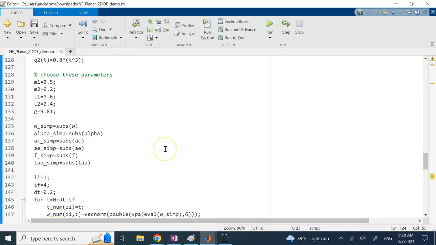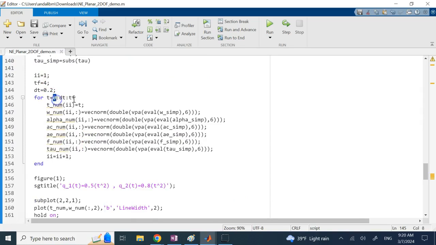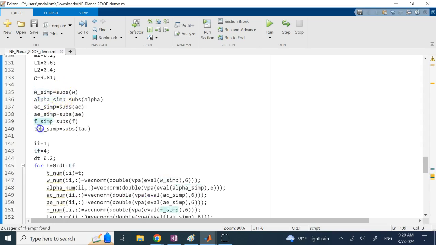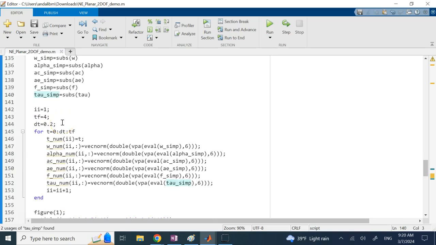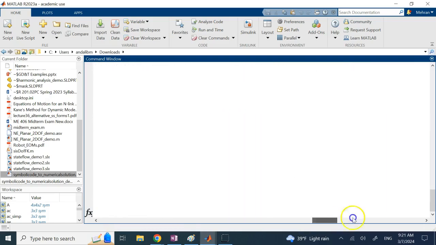And now I start plugging time values here. So I go from time of 0 to time of final, which in this case is 4 seconds. You can change it with some increment of 0.2 seconds. And then I get a number for t. Then I store that in a vector t numerical. And then I convert this simplified W or alpha or A or F or so. I first convert them to decimals. How do I do that? I use the command eval first. Eval will evaluate all of those time functions because now if you look at them, they're only pure time functions.